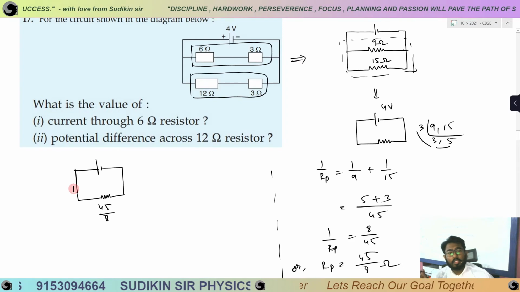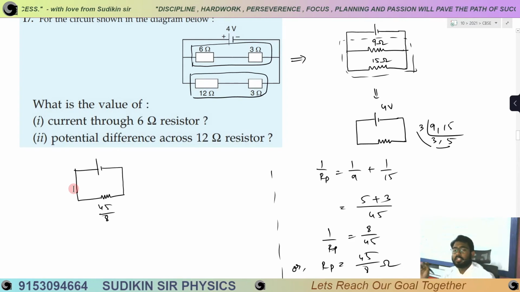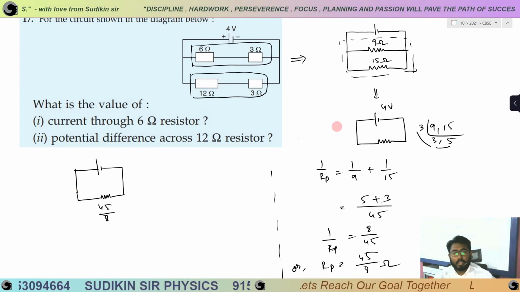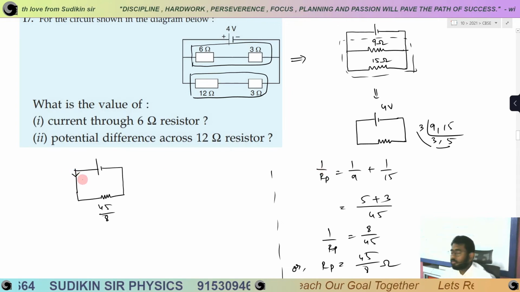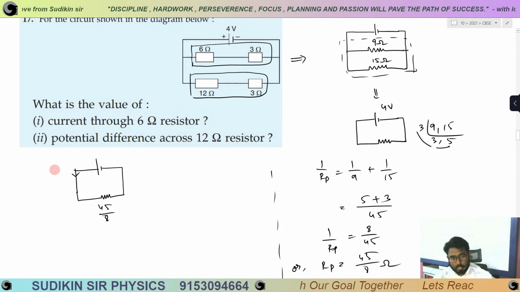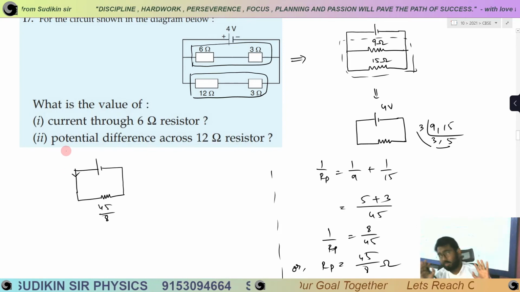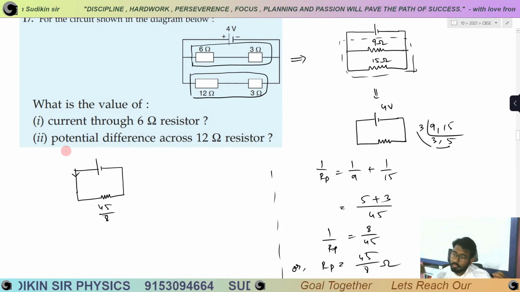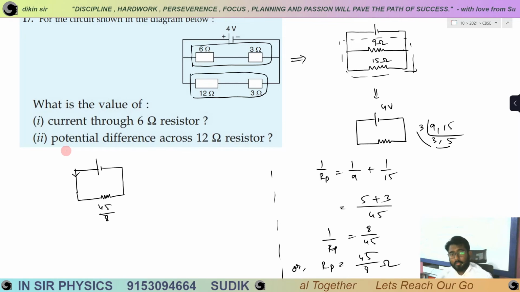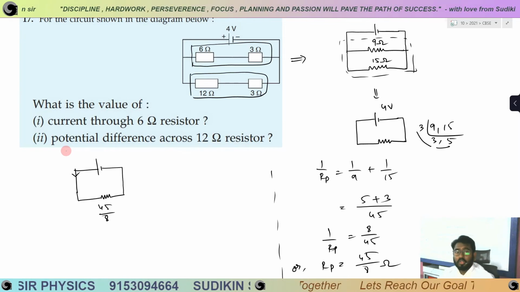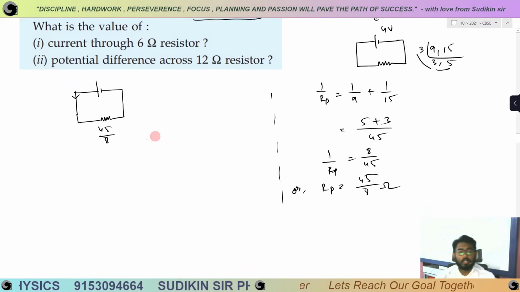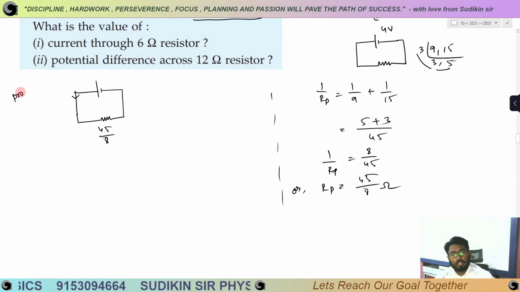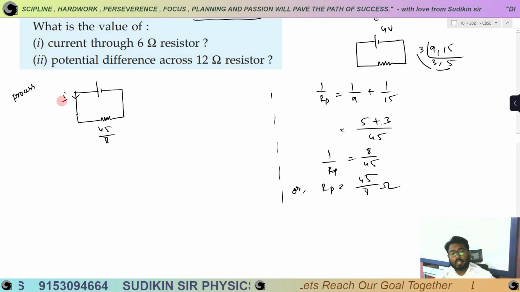Okay, now they are asking us what is the current through the 6 ohm resistor, but for that let us find out the value of the total current passing through the circuit. We can do it in a lot of ways, and we can do it the easy way also. So we will do it in many processes. First we will do process 1: we will find the total current.